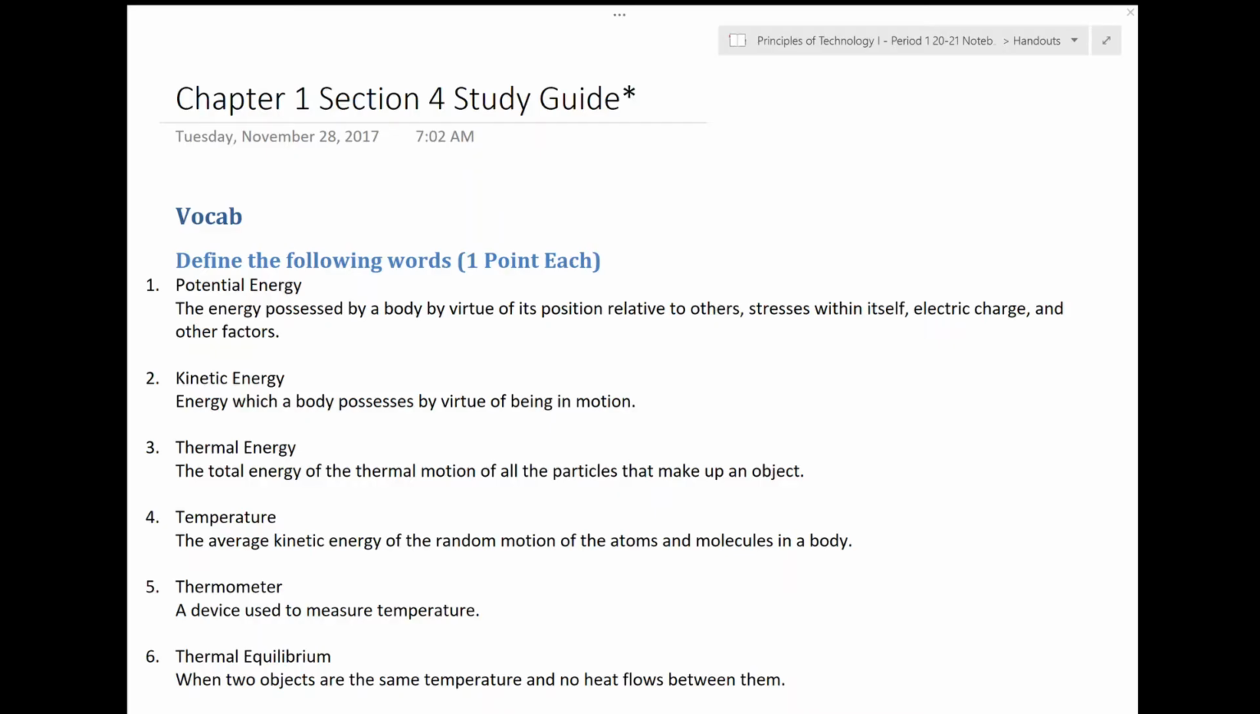Hello, today we're going to talk about section 1.4 of the study guide in order to prepare for your quiz. So I will start with vocabulary.